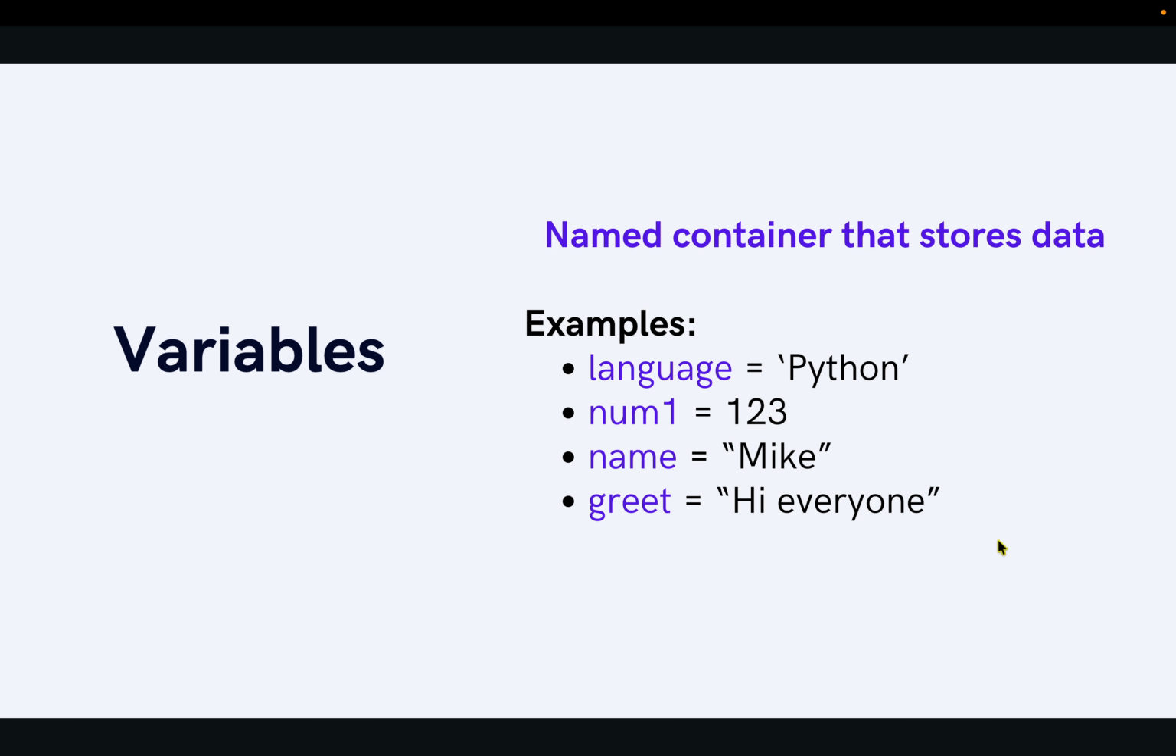On the other side, in black, those are your data values. The equal sign is assigning language to Python in the very first example. So the equal sign can be used to refer to assigning. It's saying language is assigned to Python. Num1 is assigned to 123, and so on. Whatever you store on the other side of the equal sign will be stored in the variable name. And from that point on, you would just call the variable instead of having to type out that specific data value over and over again.